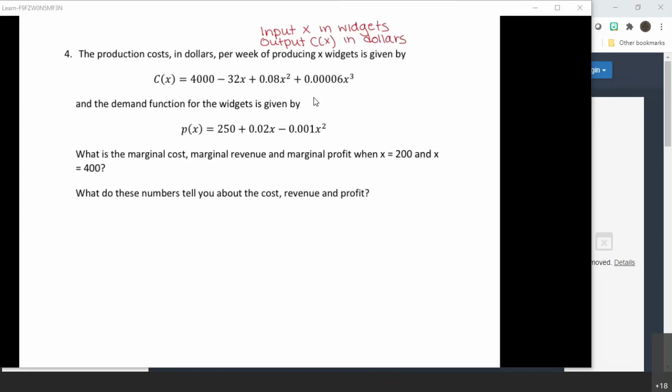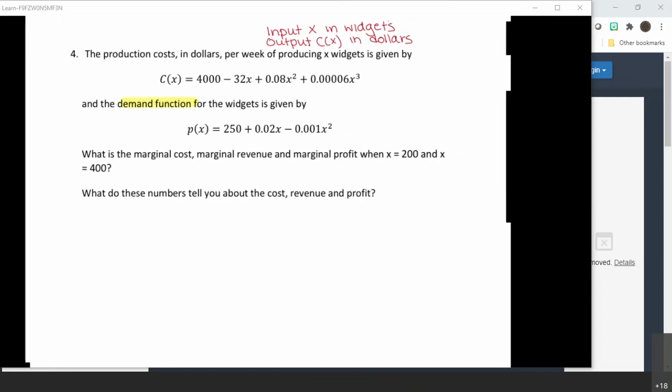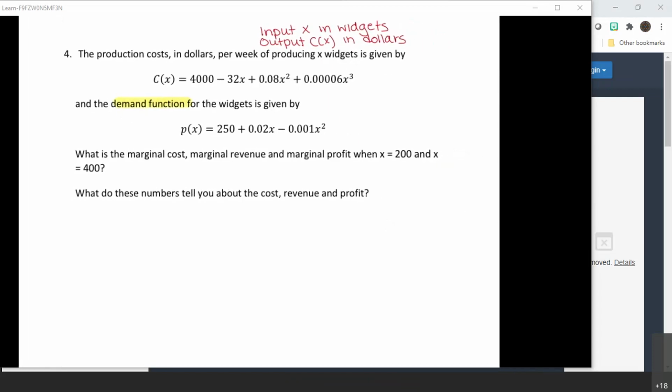So let's talk about this. We've got a cost. Now look at this piece, the demand function. Let's talk about the demand function. P of X is a price in dollars. X is widgets.